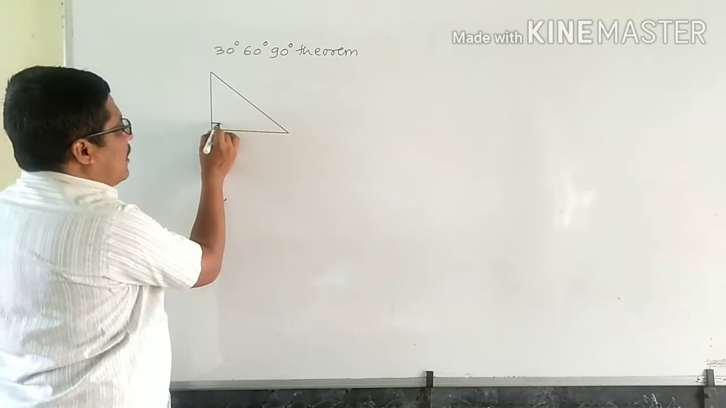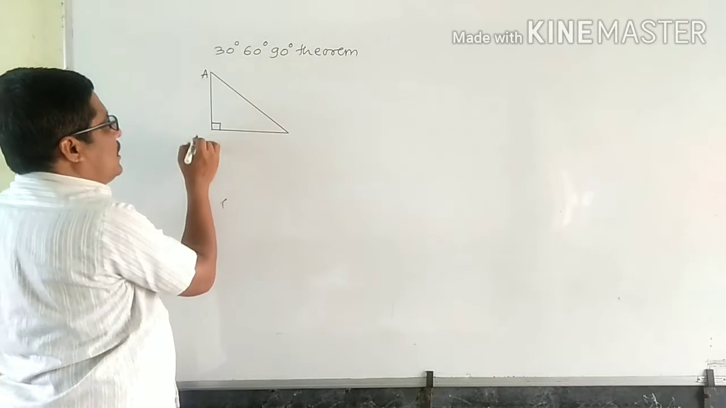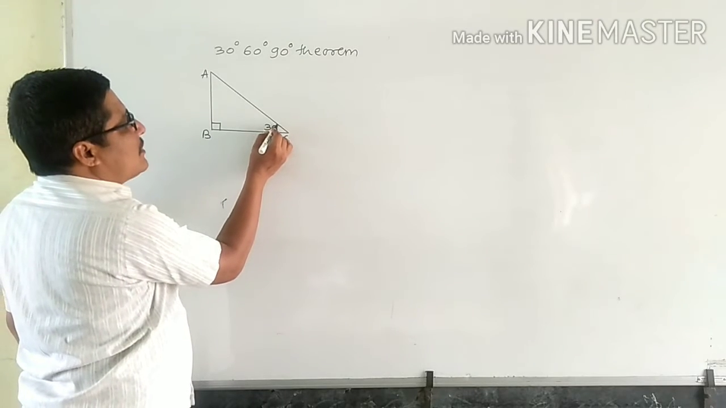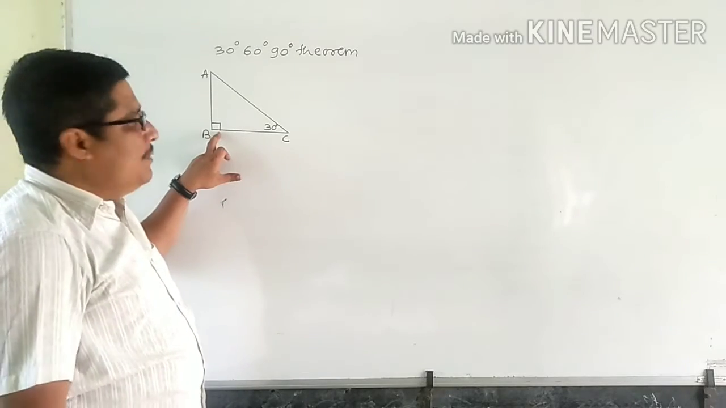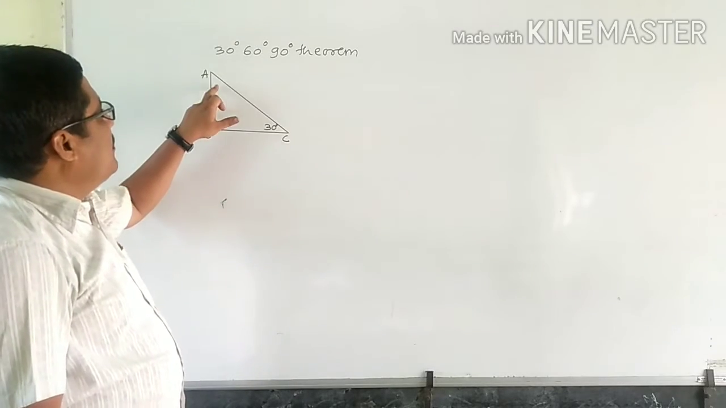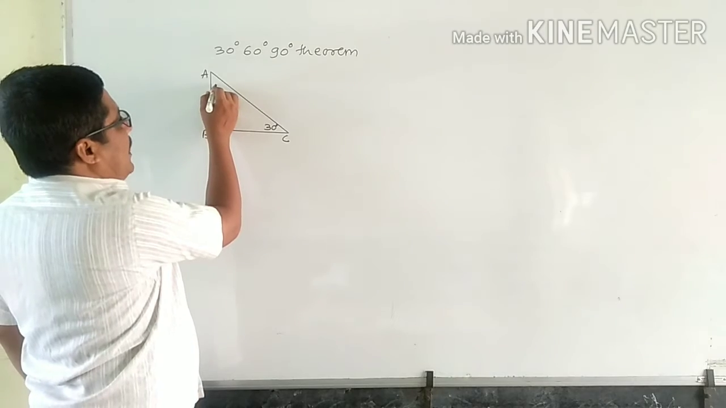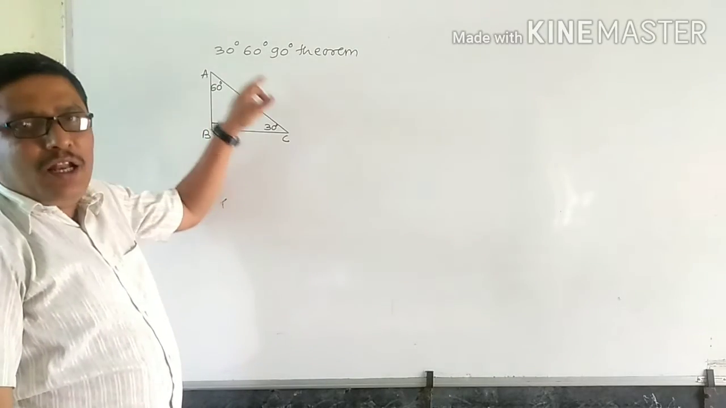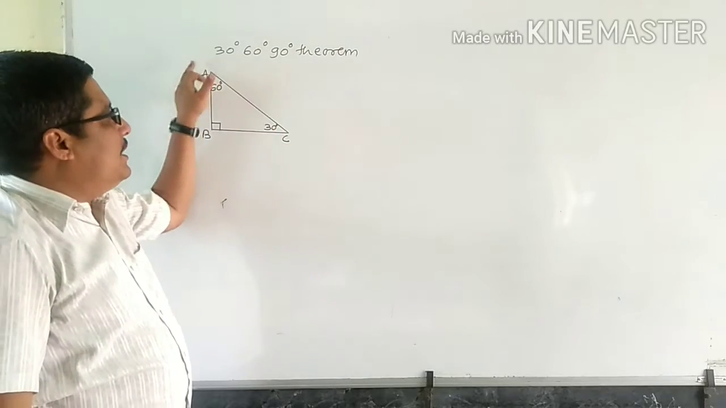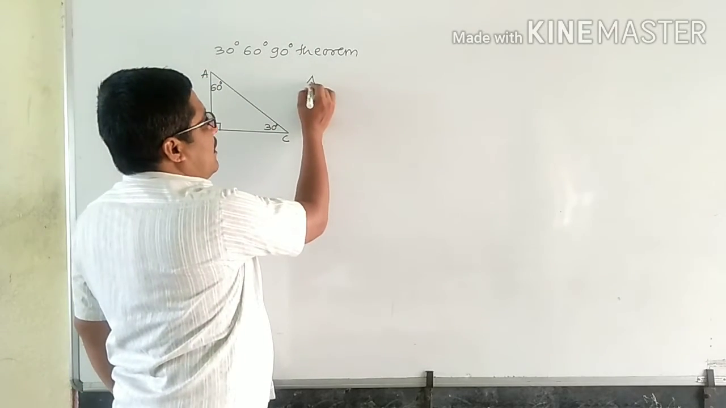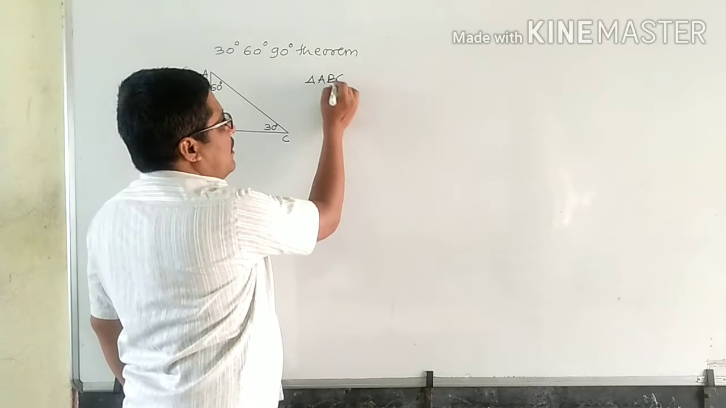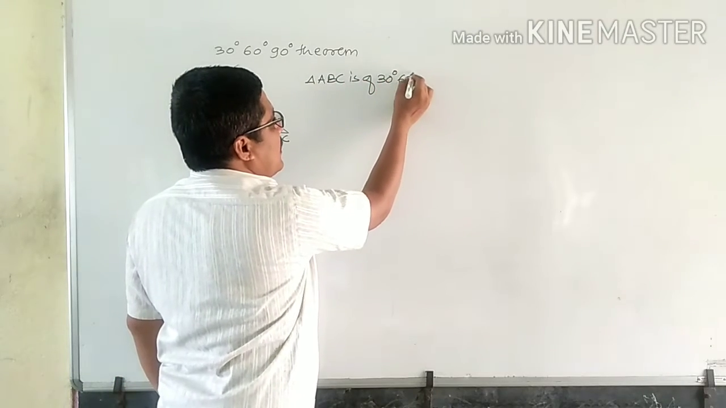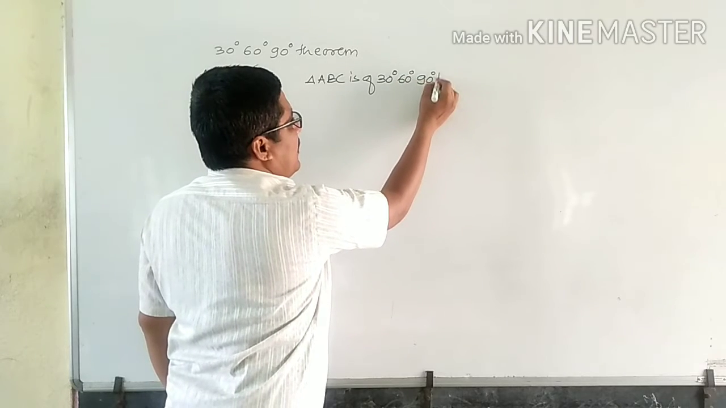So in this triangle ABC, angle C is 30 degree, angle B is 90 degree, then the remaining angle A will be 60 degree. So this is a triangle of 30, 60, 90 type. So here we can write triangle ABC is of 30, 60, 90 type.